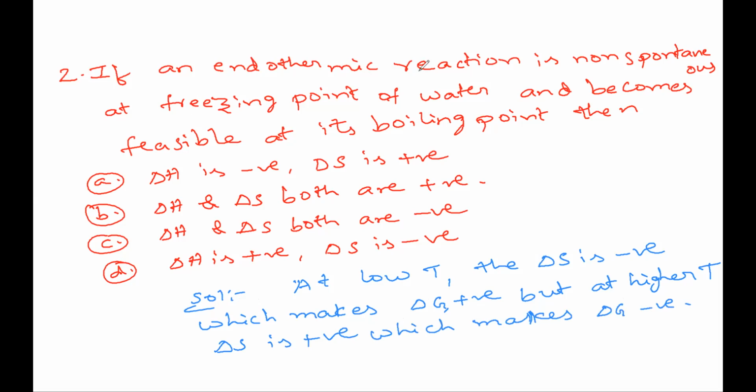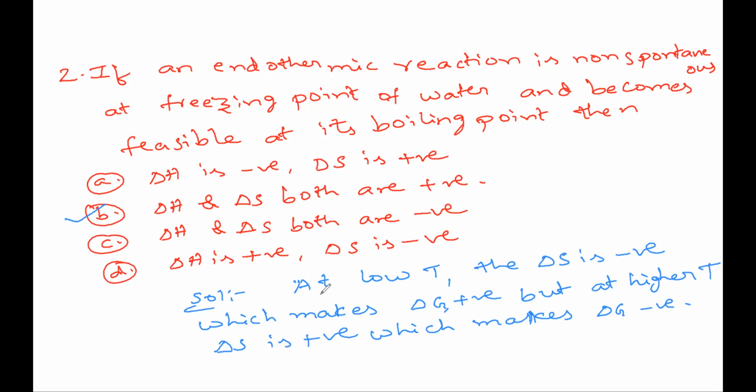If you see here, an endothermic reaction itself says that delta H is positive. So delta H must be positive, and it is non-spontaneous at the freezing point of water and becomes feasible at its boiling point. Then both delta H and delta S are positive, because then only it is possible. If both delta H and delta S are positive, then only the reaction is feasible or spontaneous. I hope it is clear.